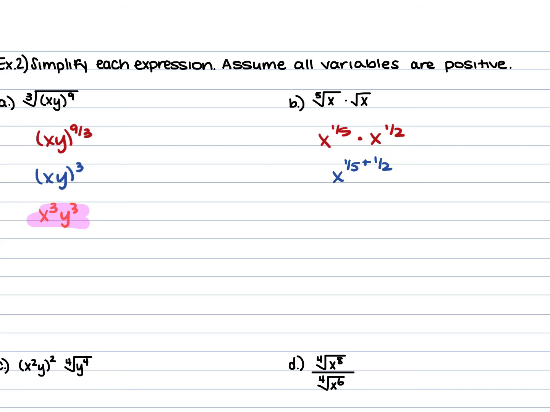Your like denominator there is 10, so this becomes x to the power of 2/10 plus 5/10. So when we simplify this, we just add those exponents. So we're going to have x to the power of 7 over 10, which can be rewritten as the 10th root of x to the 7th power.